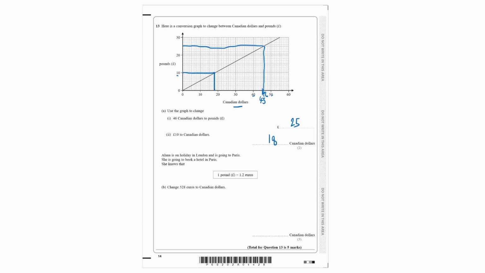Alana is on holiday in London and is going to Paris. She's going to book a hotel in Paris. She knows that 1 pound is equivalent to 1.2 euros. Change 528 euros to Canadian dollars.